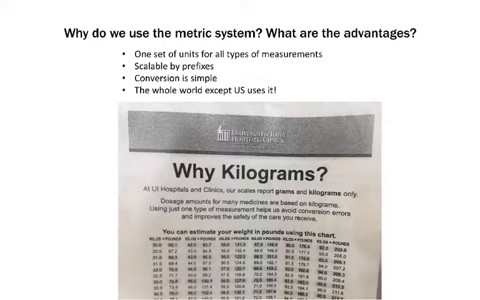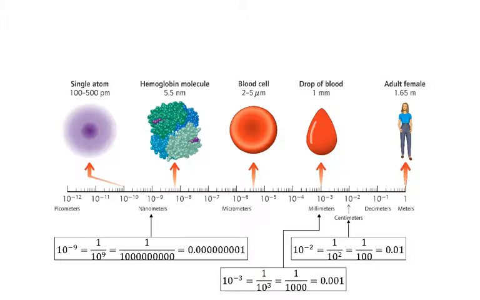So as I said, one of the benefits is that the metric system is scalable by prefixes. And so here's what I mean by that. This is showing length or size in meters and showing some of the prefixes. So here at the right is an adult female, 1.65 meters. So what are the odds that a human female just happens to be on the scale of 1 meter? It's crazy. What are the odds? Well, they're actually pretty good, right? Because we just made this whole thing up, right?